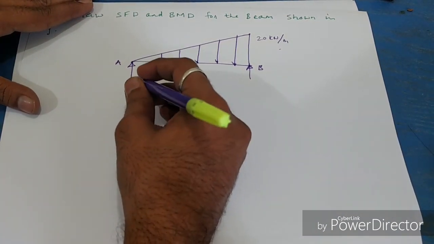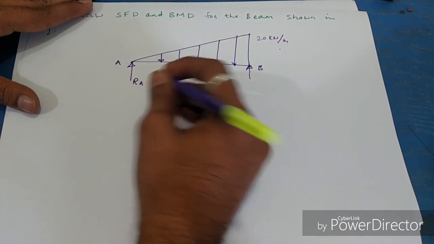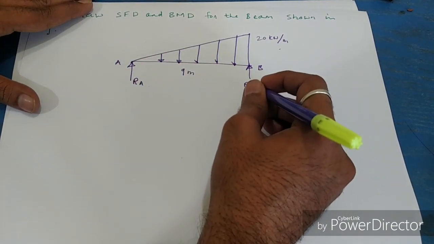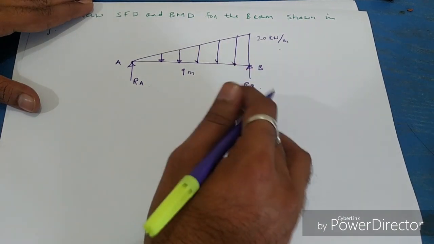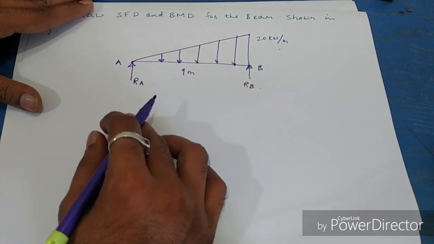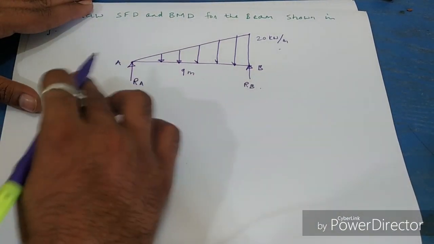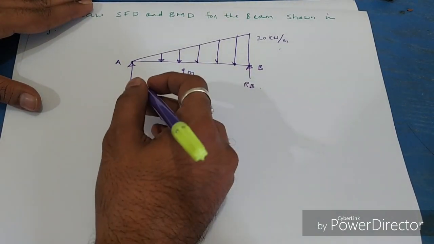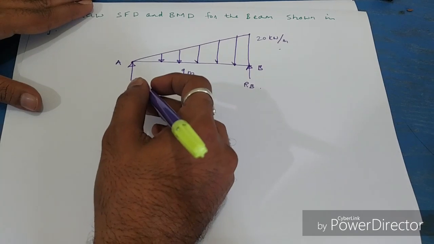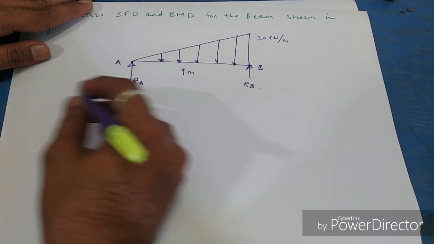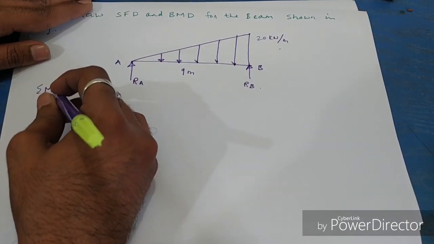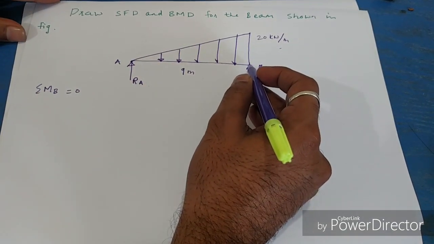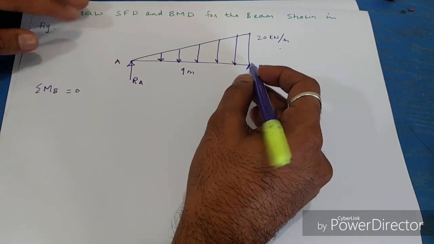So the very first step is to find the reaction. I will define the reaction at A, RA, and reaction at B, RB. It is a simply supported beam. There will not be any horizontal reaction, only vertical reaction. And I want to find this RA. So to find RA, I will be taking moment with respect to B and equate it to 0, because it is a simple support, the resisting bending moment will be 0.